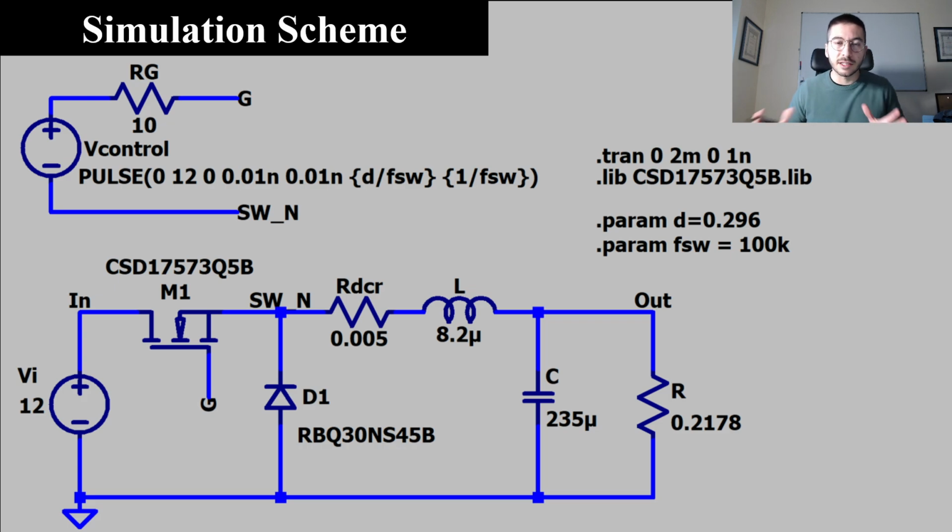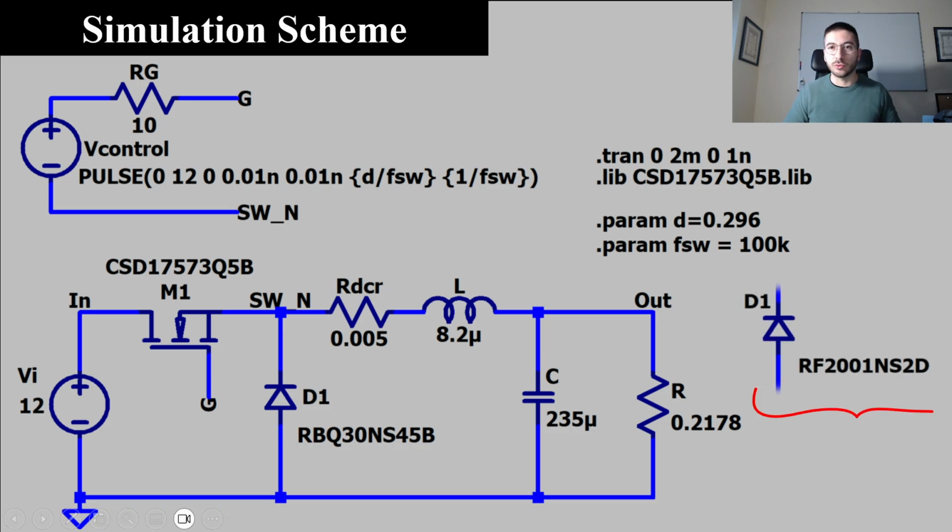Hi, in this video we are going to see what happens if we replace the Schottky diode of our buck converter with another type of diode. In particular, we are going to consider this diode we have here. The type of this diode is called fast recovery.